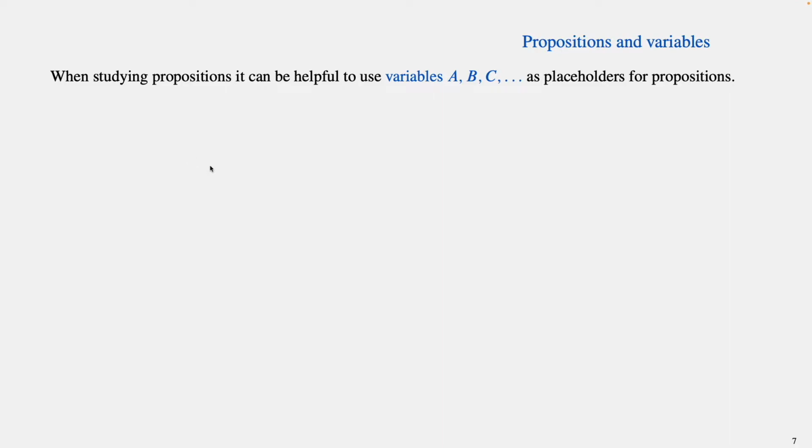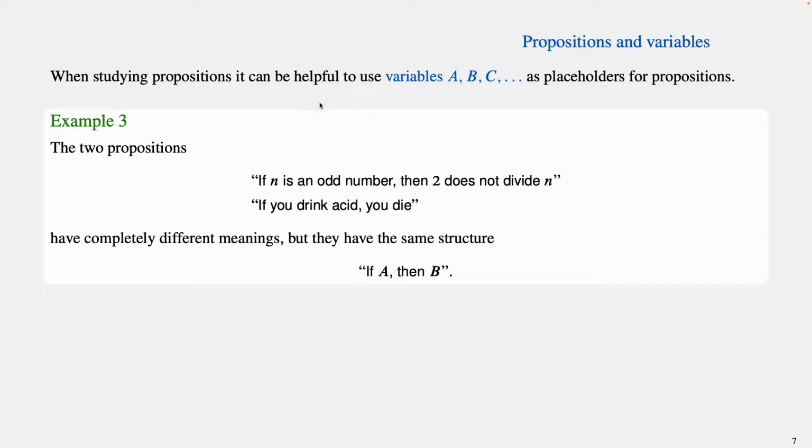When studying propositions, it can be helpful to use variables, A, B, C, and so on, as placeholders for propositions. So I want to illustrate this with an example. We have two different propositions here that share the same structure. The first one: if n is an odd number, then 2 does not divide n. And the second one is: if you drink acid, you die. They have completely different meanings, but they do have the same structure, which is if A, then B.